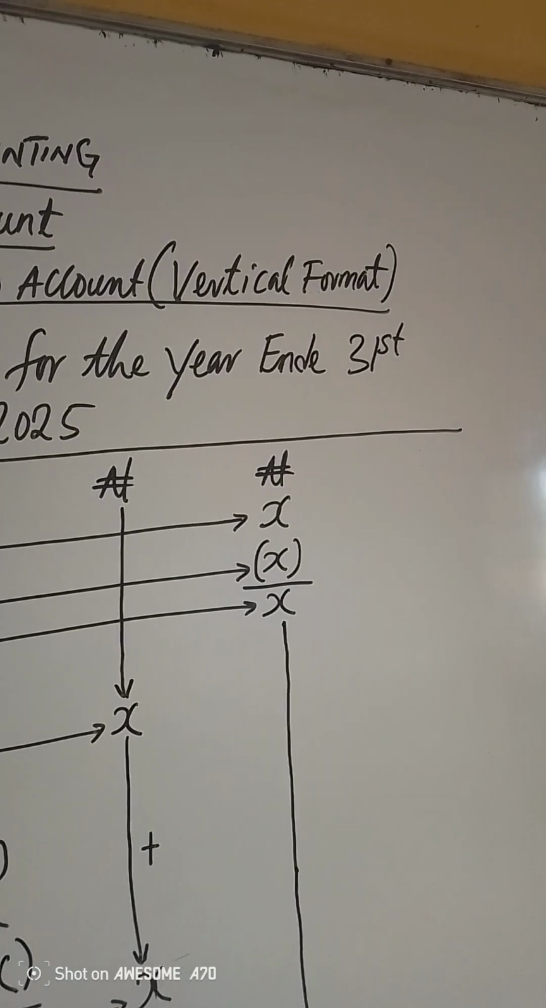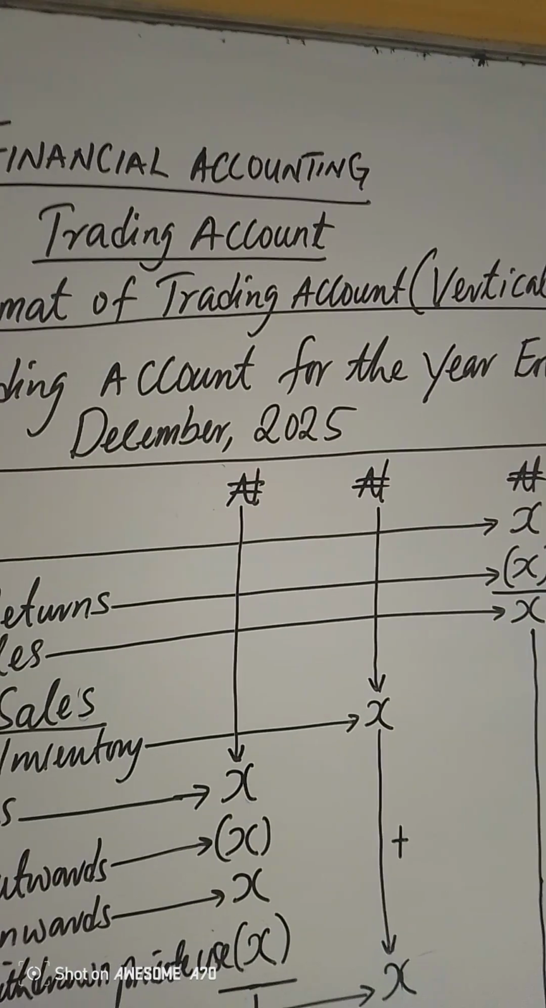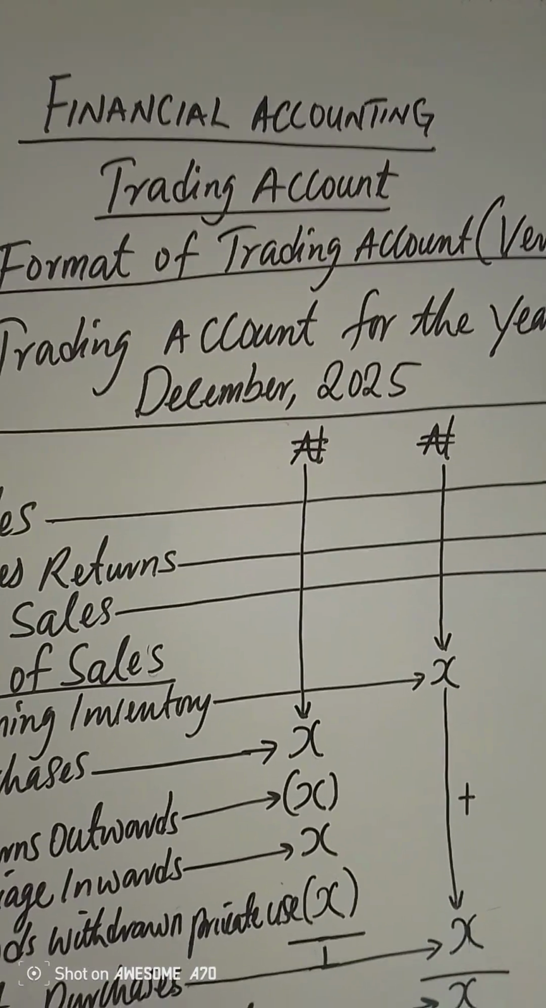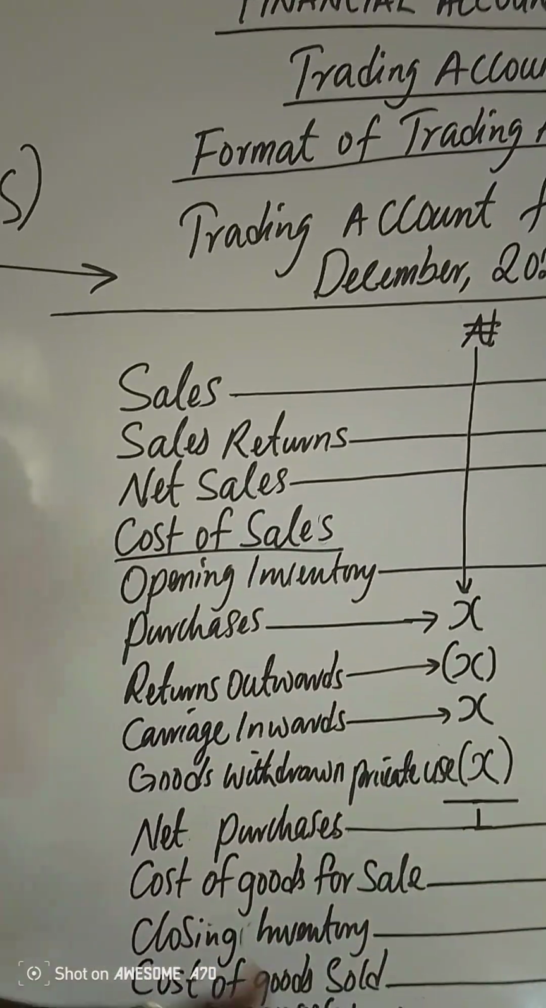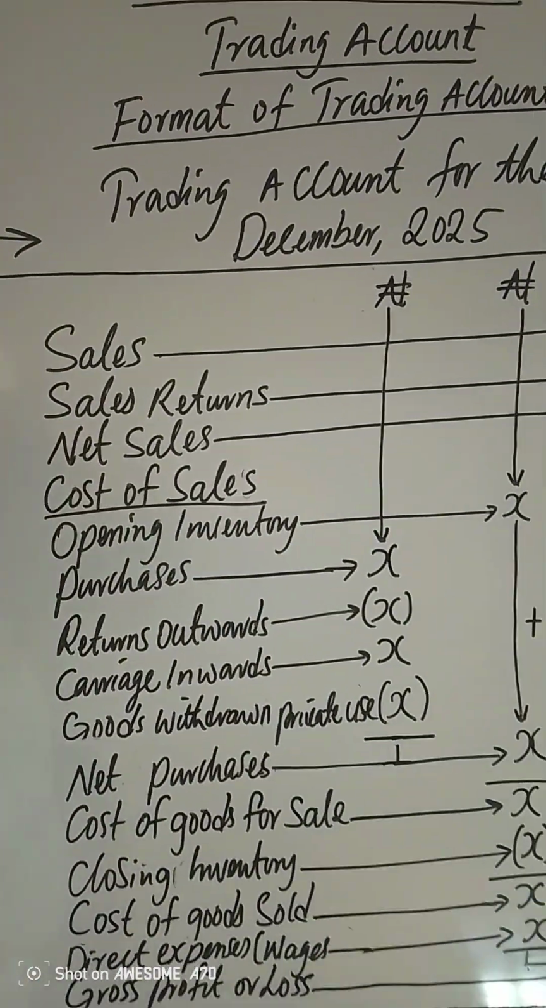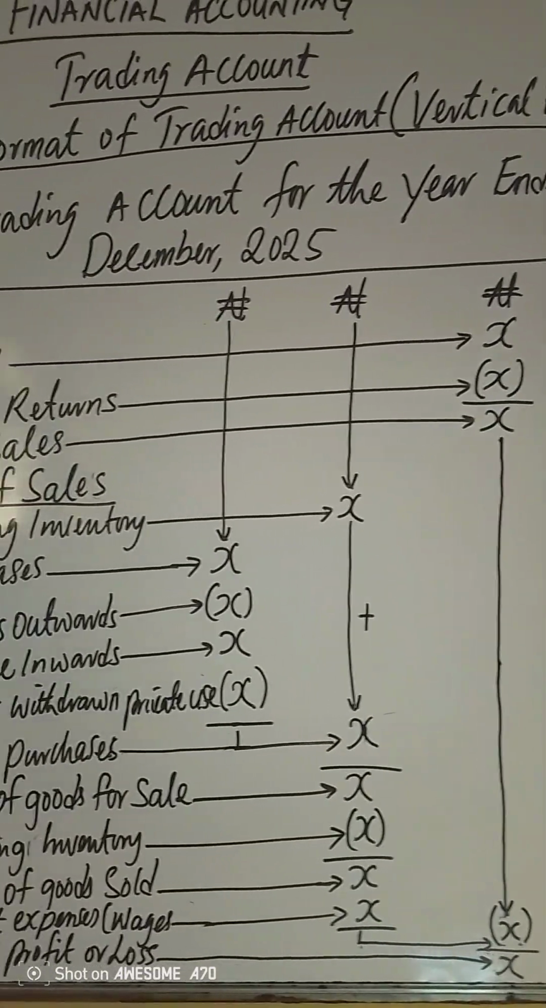Here we're only looking at the trading account, and that is why the heading clearly states trading account for the year ended, because an examiner can ask you to prepare only the trading account. It is only when they are combined that you have the trading, profit and loss account and others. But here we are concerned with the trading account. Let's look at the format.